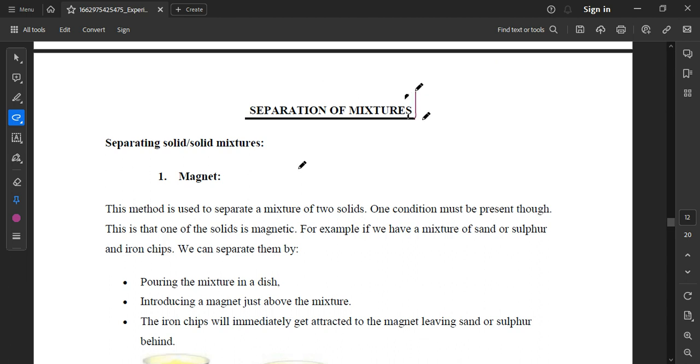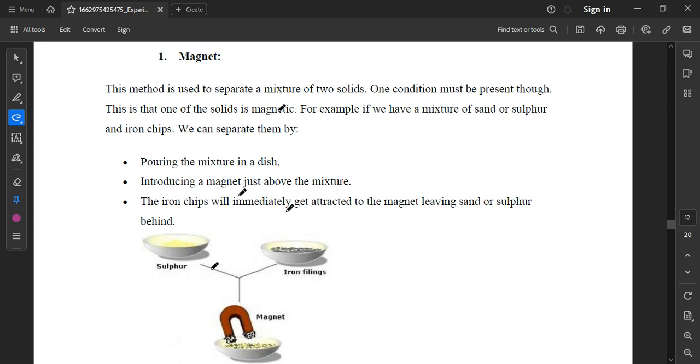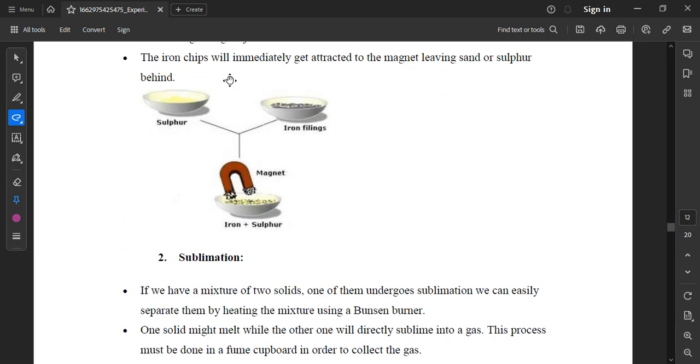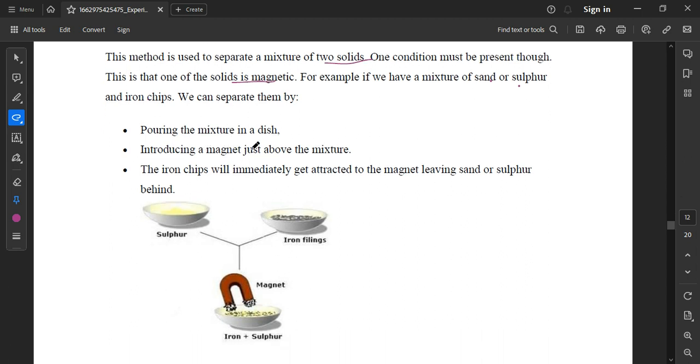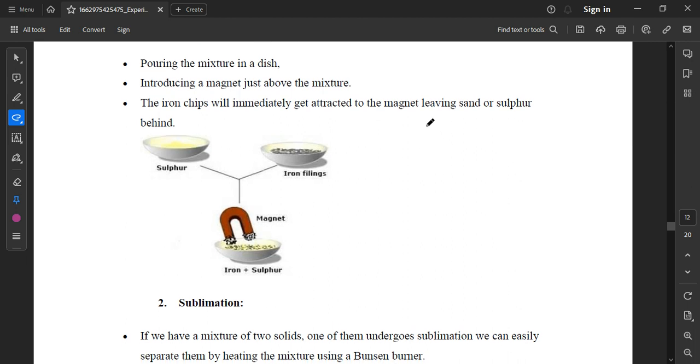Separation of mixtures. This is where the main topic is. Separating solid mixtures: you can use a magnet when one of the solids is magnetic. To separate a mixture of two solids, one condition must be present: one of the solids is magnetic. For example, if you had a mixture of sand, sulfur and iron chips, you can separate them by pouring the mixture in a dish. Just put a magnet above the mixture, and the iron chips will immediately be attracted to the magnet, leaving the sand and sulfur behind.